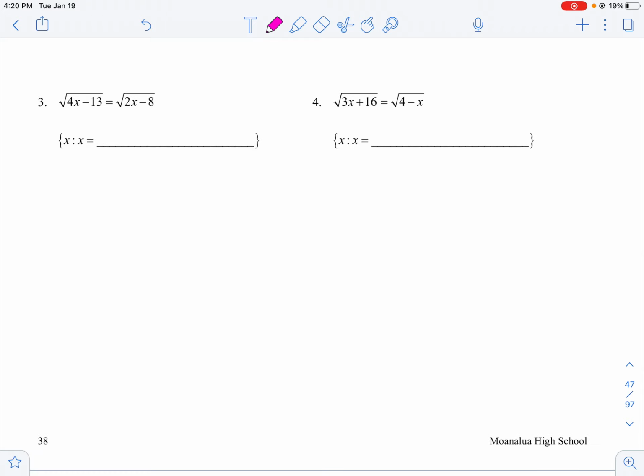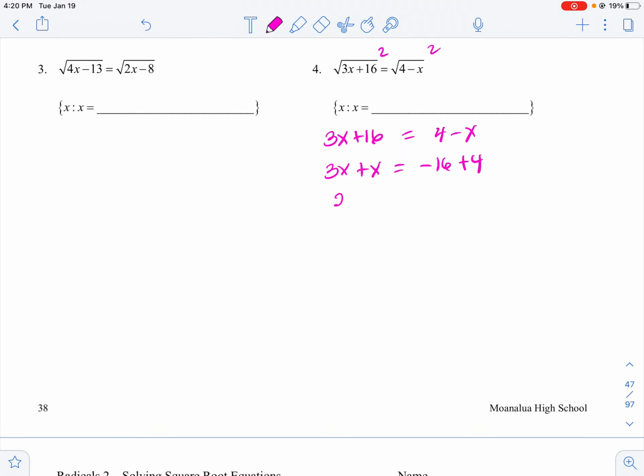All right, last one, we have number 4. Square both sides of the equation. You'll end up with 3x plus 16 equals 4 minus x. Move the x, move the 16. We have 4x equals 16 minus 4, which is negative 12. Divide by 4, x is equal to negative 3.